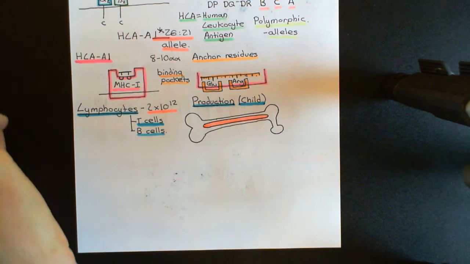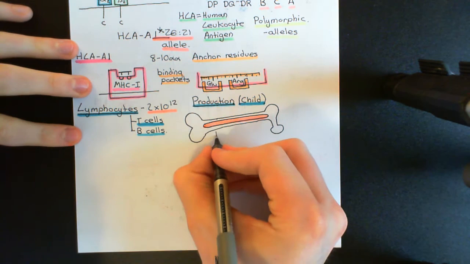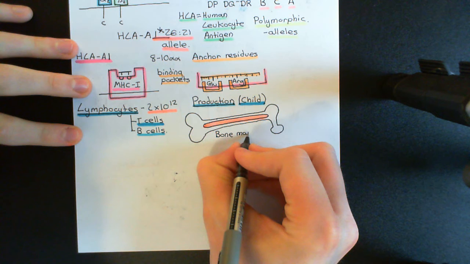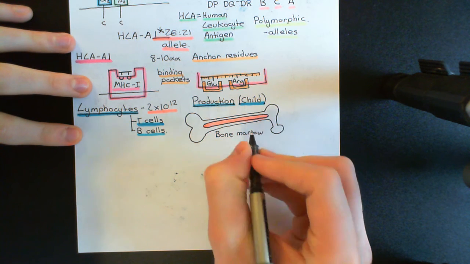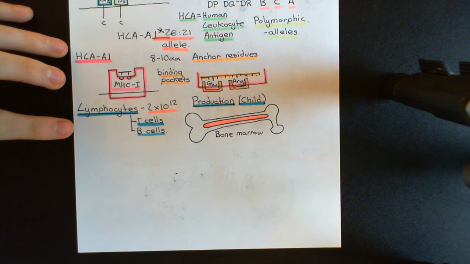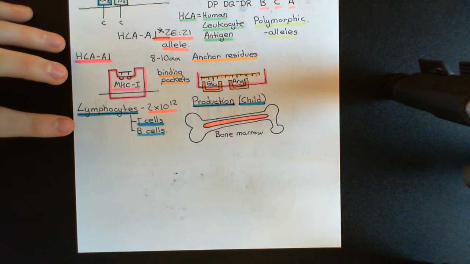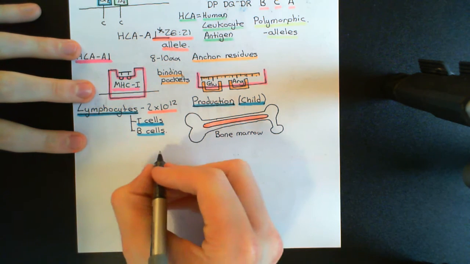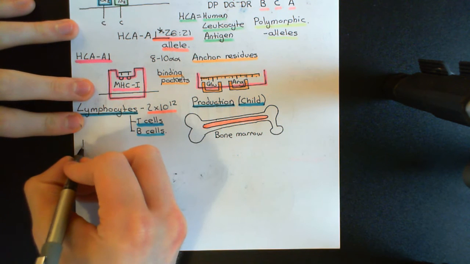Okay, now in the bone marrow you have a special type of cell known as a hematopoietic stem cell, and these cells are responsible for the production of red blood cells, white blood cells, and also platelets. So it's responsible for all of the different cell types that are within the bloodstream, hence its name, hematopoietic.